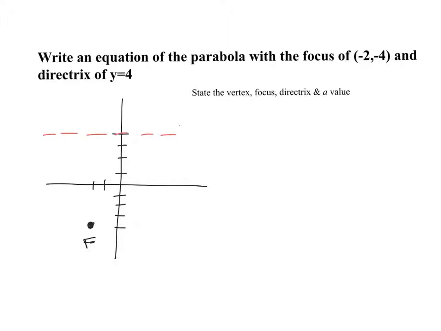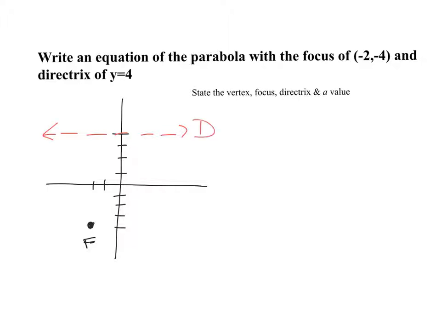Okay, so the next question says write the equation of a parabola with the focus at negative 2, negative 4, and the directrix at y equals 4. So negative 2, negative 4 is down here. That is my focus. Okay, my directrix is at y equals 4. So that is a horizontal line going through 4. When you have y equals, you are a horizontal line.